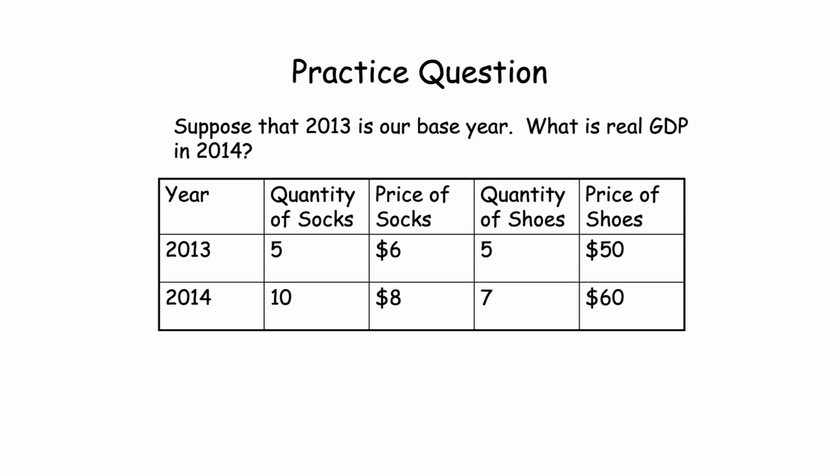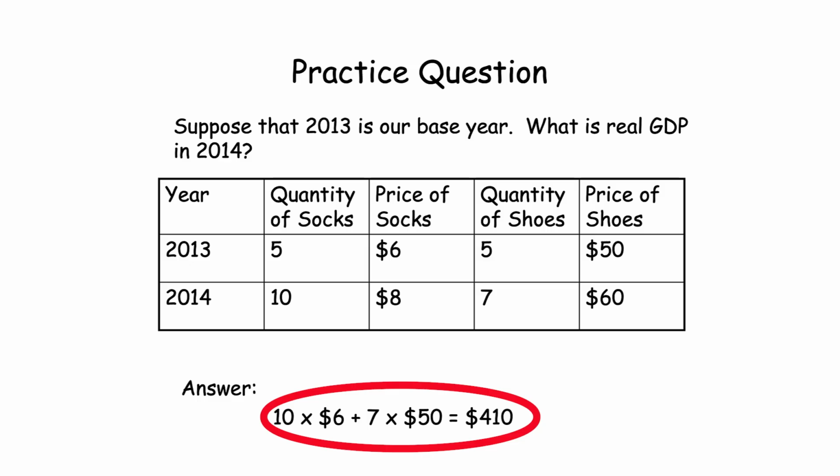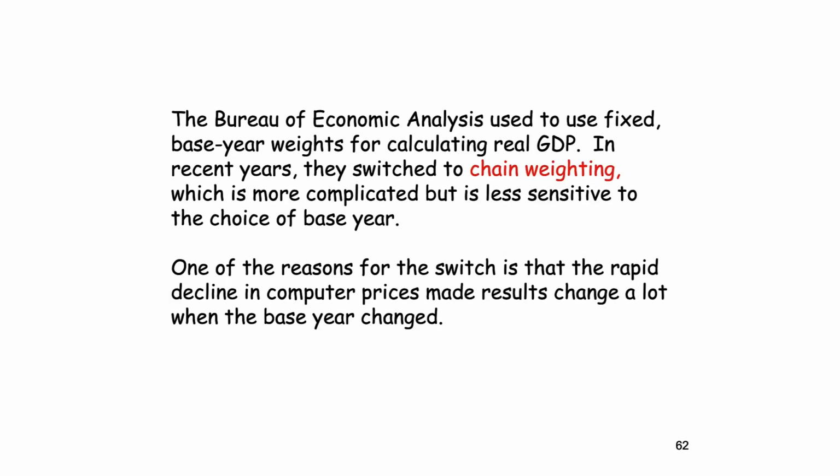Okay, so we can do another practice question. We have production for socks and shoes here for 2 consecutive years. And let's pick 2013 as our base year. What would be the real GDP in 2014 when we value those 10 socks at $6? So that will be $60 worth of socks. And then we'll value the 7 shoes at $50, the price in 2013. So the total value will be $410. So the idea is relatively simple.